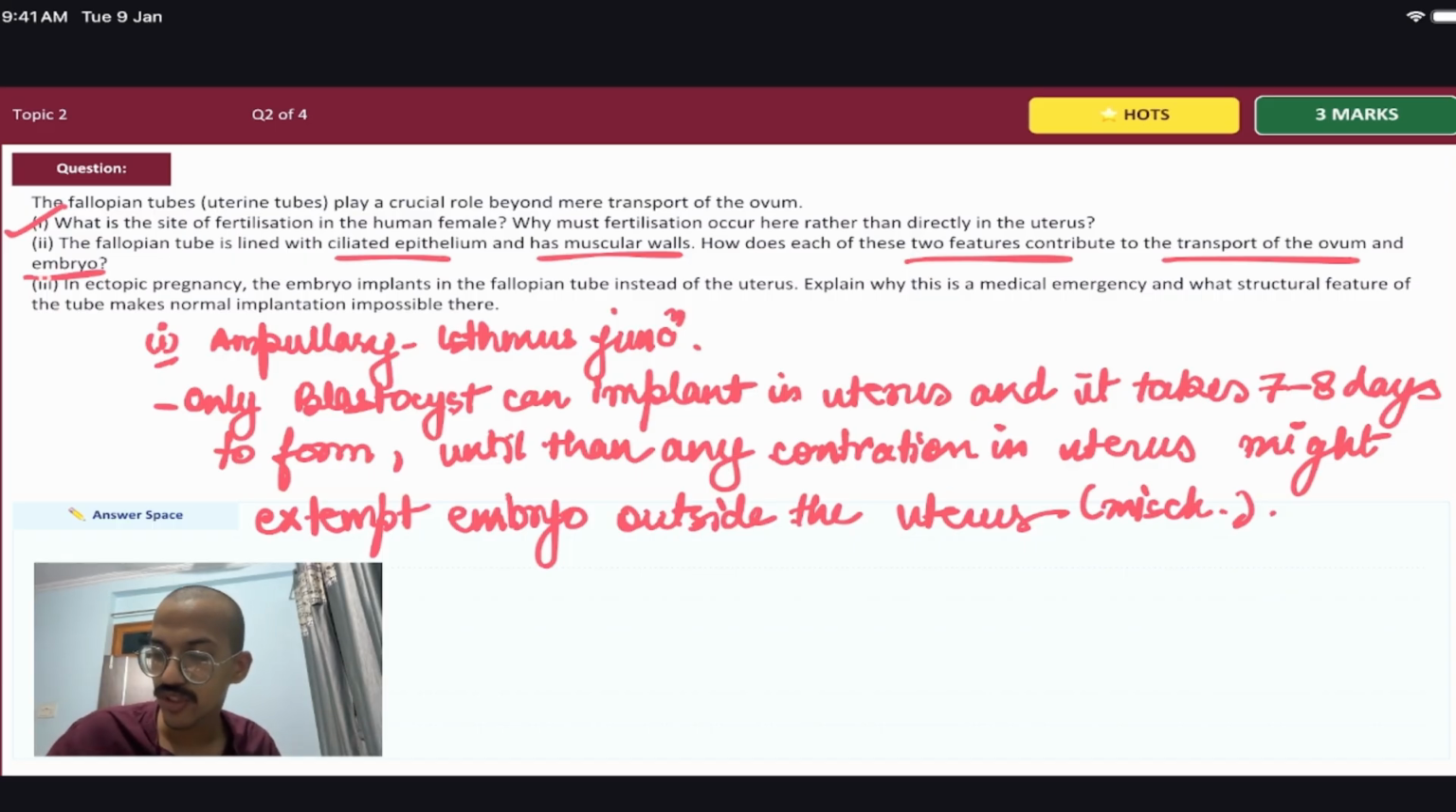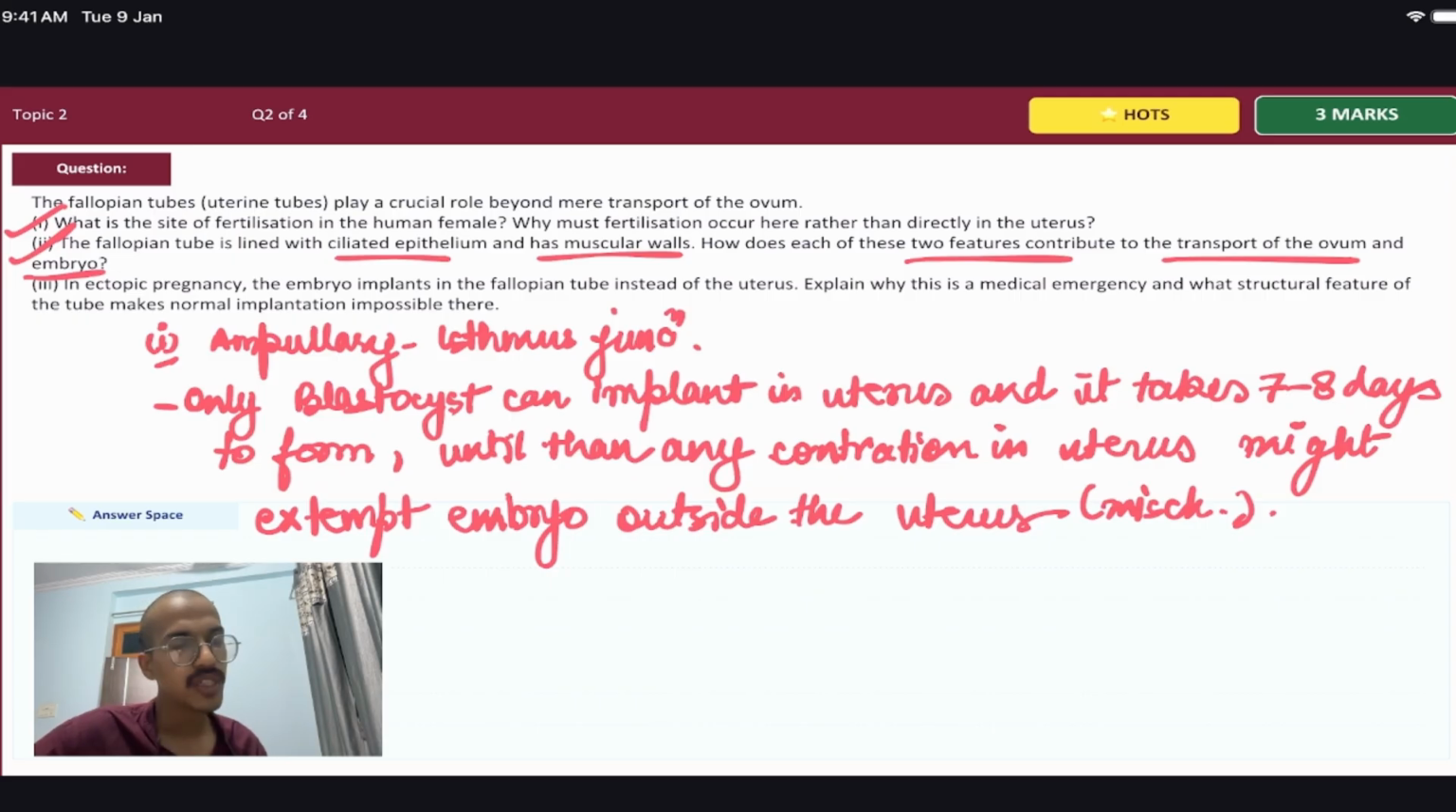I hope this thing is understood. Then the third one, ectopic pregnancy. What is ectopic pregnancy? Basically, sometimes the fertilized egg gets implanted in the fallopian tube. That is the major problem. If the pregnancy implantation has occurred in the fallopian tube, we call it ectopic pregnancy.